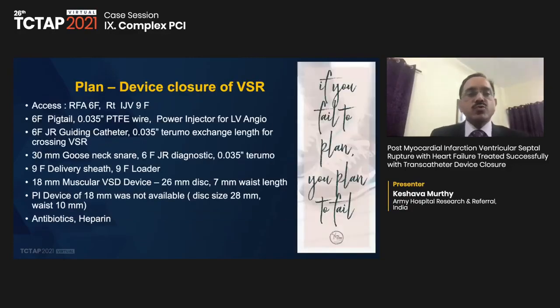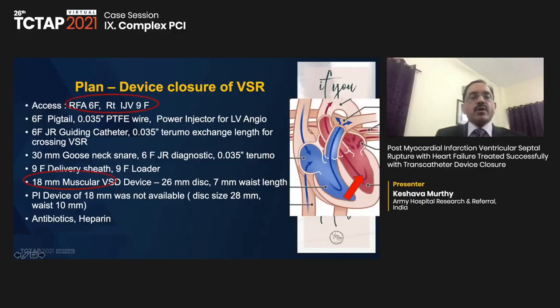Planning of transcatheter closure was done meticulously, right from the access to hardware to AV loop and to the device to be used. We chose right femoral artery and right internal jugular vein for arteriovenous loop because if you come from the right femoral vein, you will have to negotiate 2 acute bends, one at the tricuspid valve level and the other at the apical ventricular septal rupture level. But if you come from the right internal jugular vein, you will have to negotiate only 1 bend. And we chose an 18 millimeter device. We oversized the device by 4 millimeter.